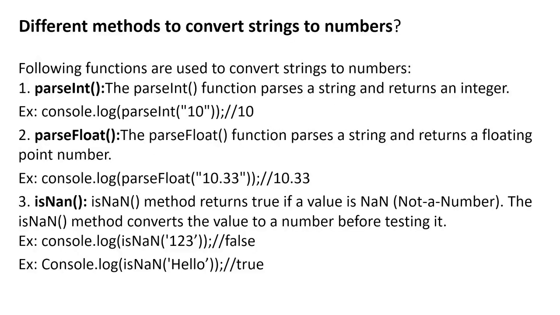What are the different methods to convert a string to a number? The following functions are used to convert a string to a number. parseInt: the parseInt function parses a string and returns an integer value. So console.log(parseInt("10")) returns 10 as a numeric value. parseFloat: the parseFloat function parses a string and returns a floating point number. So console.log(parseFloat("10.33")) returns 10.33 as a floating point number. isNaN: the isNaN method returns true if a value is not a number. The isNaN method converts the value to a number before testing it.